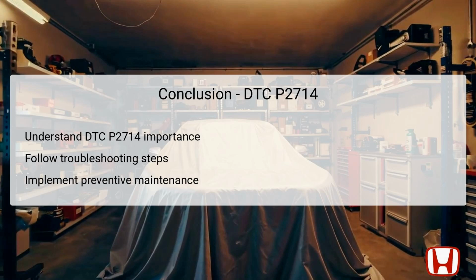In summary, understanding the significance of DTC P2714 is essential for maintaining the efficiency of your Honda Pilot's transmission system. By following systematic troubleshooting steps, technicians can accurately identify and rectify issues related to the AT clutch pressure control solenoid valve D. Additionally, incorporating preventive maintenance practices ensures the longevity of the transmission and mitigates the likelihood of future error codes. Regular ATF checks, timely fluid changes, and awareness of potential symptoms will contribute to a smoother driving experience.